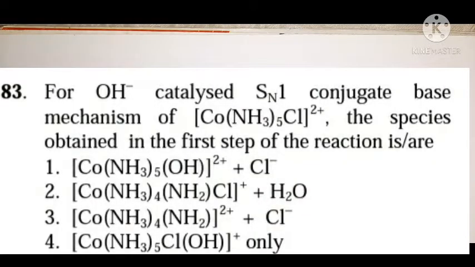Now we move towards our next question. It says, for OH negative catalyzed SN1 conjugate base mechanism of this complex, the species obtained in the first step of the reaction is or are, and we have 4 options. Here we have a reaction of this substrate with OH minus catalyzed, and this is the SN1 conjugate base mechanism. In this reaction you may find out the species obtained in the first step. This question is coming for 4 marks, which means it is also related to your part C. So let's do the solution of this question, friends.